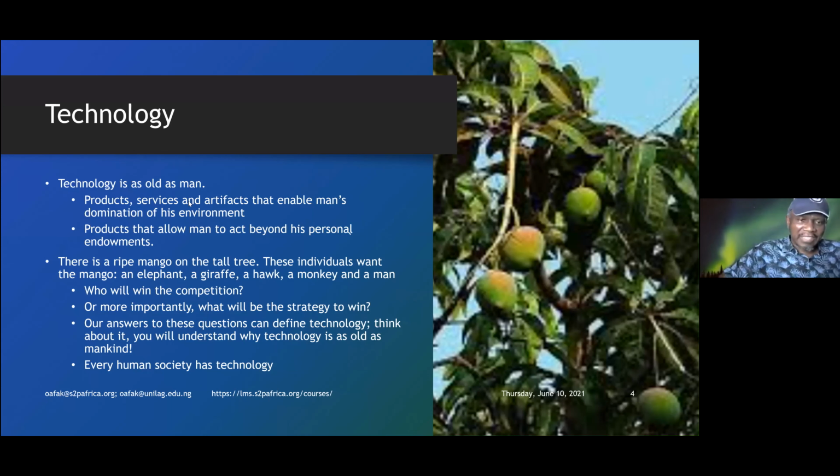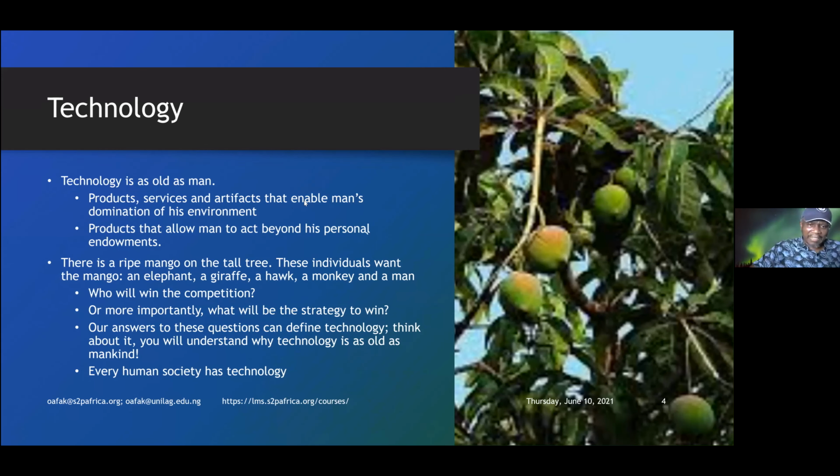Products, services, and artifacts that enable man's domination of his environment is technology. Products that allow man to act beyond his personal endowments. You will see from the example we will give that when a man acts, he's not just depending on how endowed he is. If a man wants to move fast, he will not do it by running. He can do it by entering a car or entering an aeroplane.